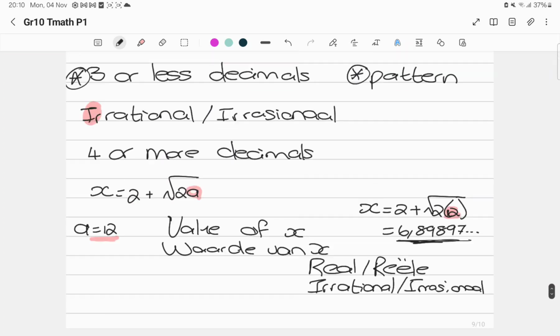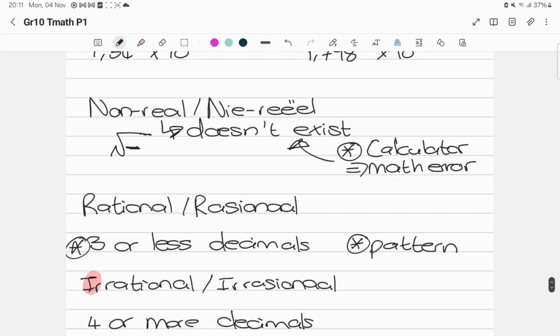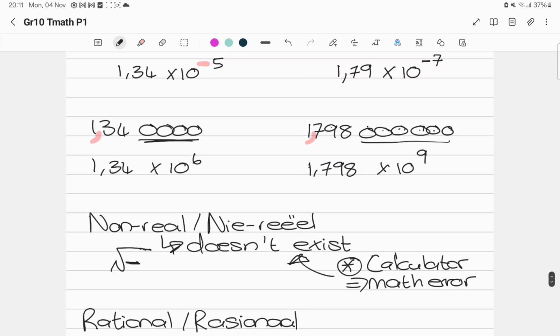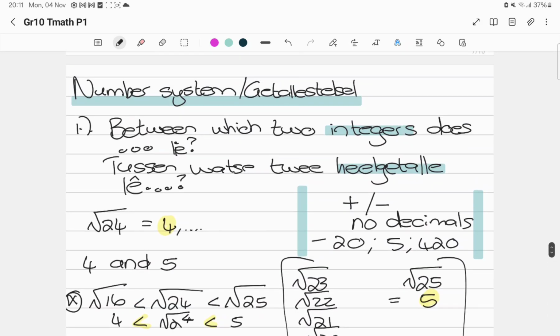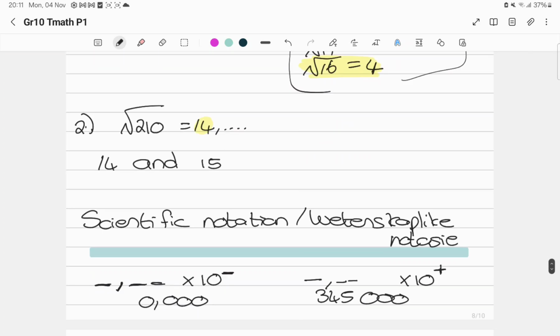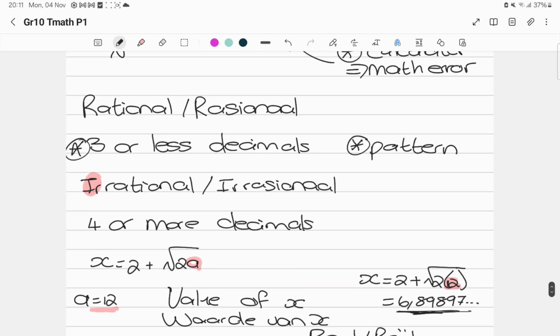Alright, so make sure you know what a non-real number is. Know the difference between rational and irrational. Know how to do scientific notation. And know how to find between which integers a root lies. These are very common questions they always ask in your exams.